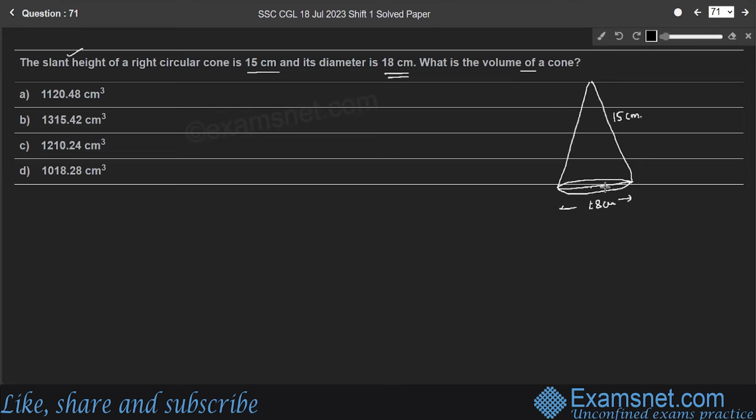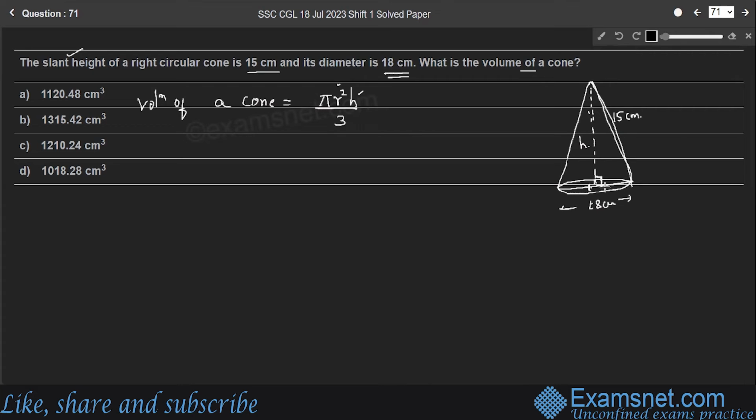The formula says volume of the cone is pi r square h by 3. For that we need the radius. Since diameter is given, easily we can find the radius: diameter by 2 gives radius. And we need to find the height of the cone. Here slant height is given. How to find height of the cone? Let us consider height like this. Since slant height is this part, we can use Pythagoras theorem here.